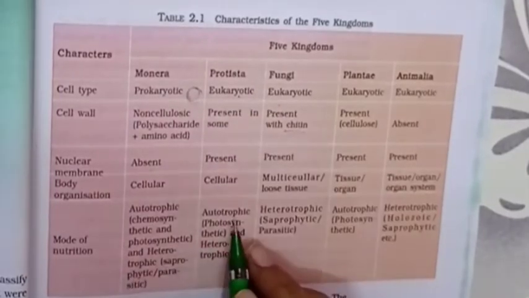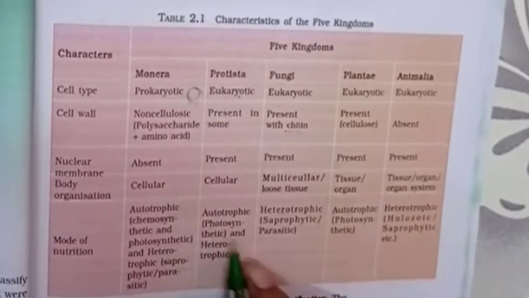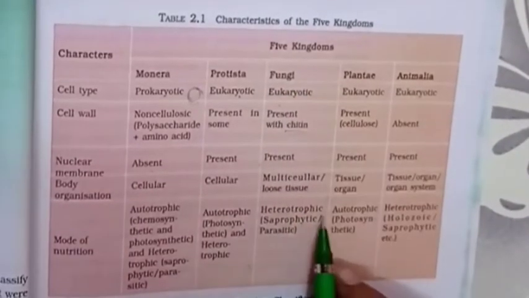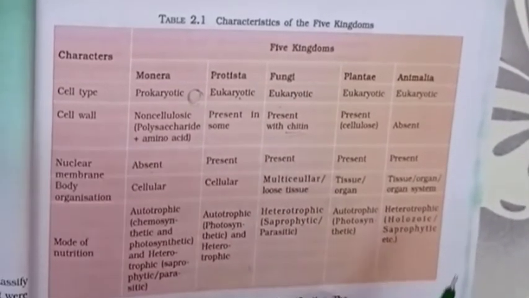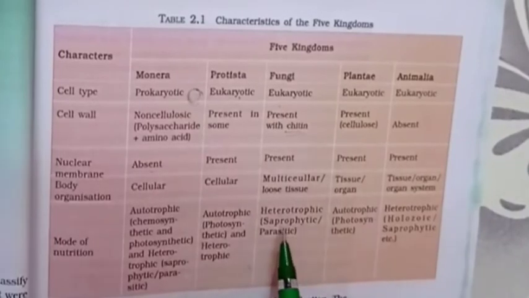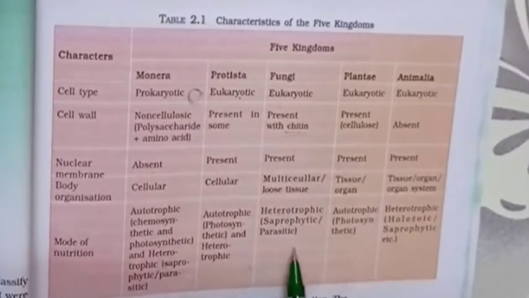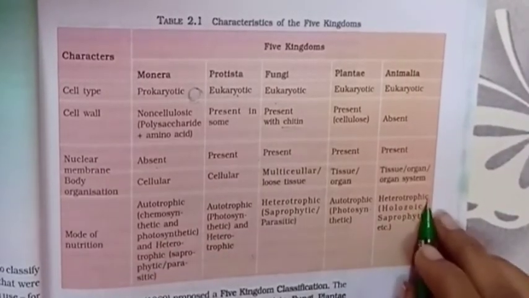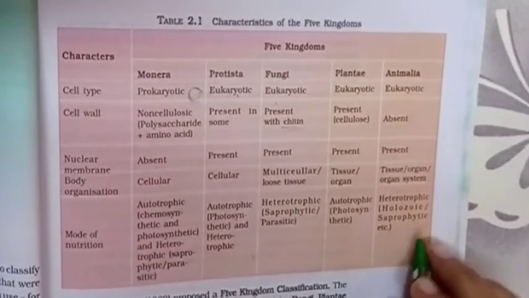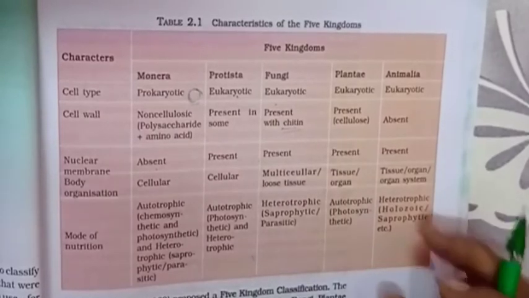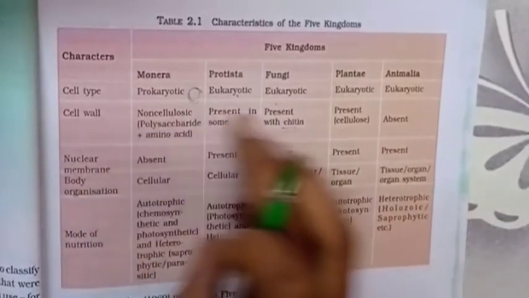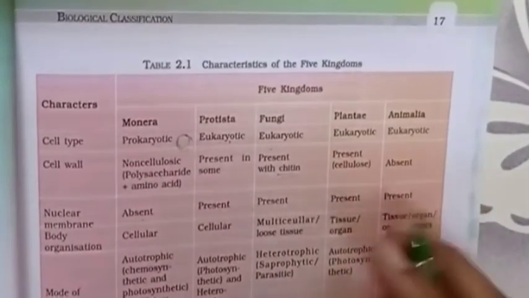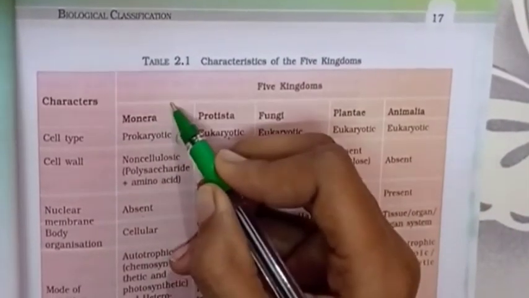Protista mode of nutrition is autotrophic, that is photosynthetic, and heterotrophic. In fungi, it is strictly heterotrophic, that is, it may be saprophytic or parasitic. Animalia's mode of nutrition is heterotrophic, holozoic or saprophytic, etc. Many types are there in this. Now we have to remember this chart. In the next video, I am going to tell about the kingdom Monera in detail.